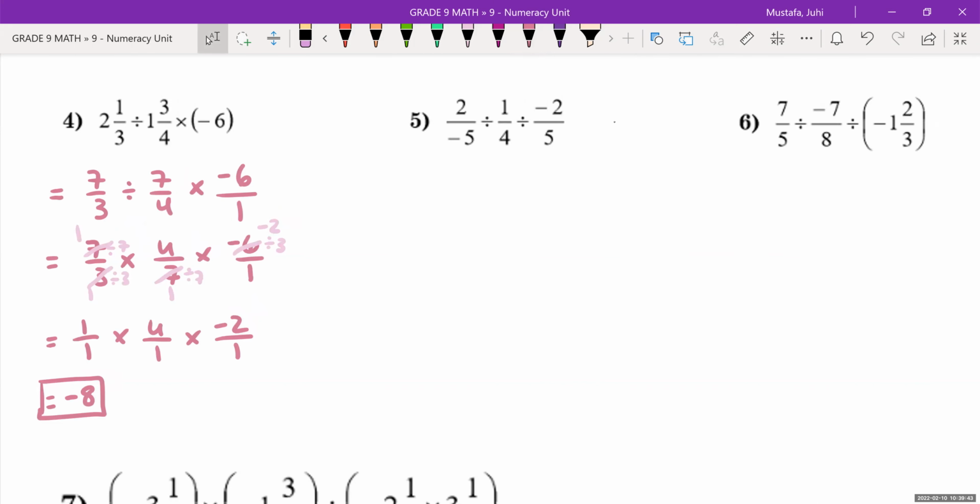Okay, let's keep going. Now let's take a look at the next question. We have 2 division signs. That means we're going to be taking the reciprocal of 2 different fractions, 1/4 and -2/5. Okay, so what's that going to look like? It's going to be 2/5 times 4/1. So I flipped around 1/4 times 5/2. I flipped around -2/5.